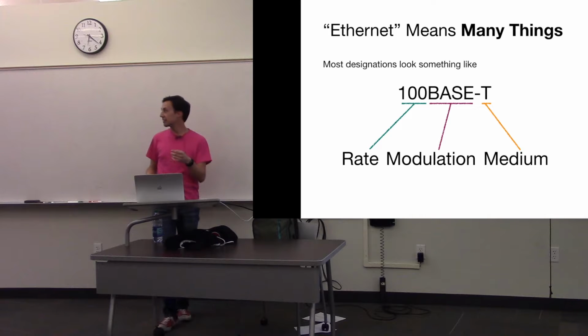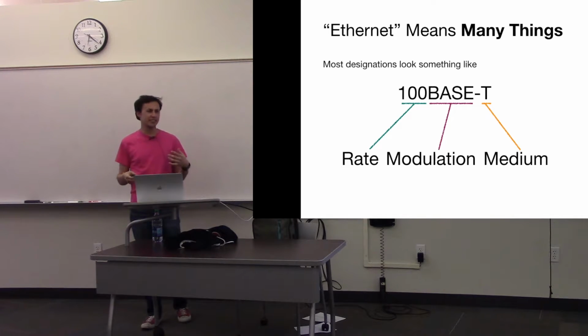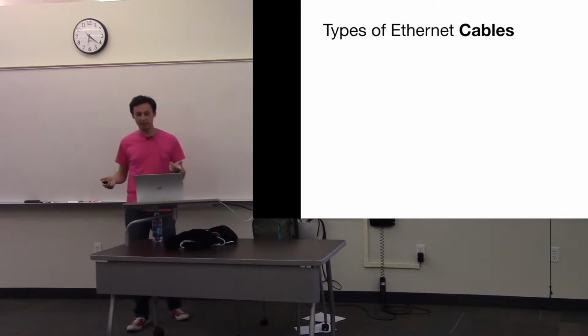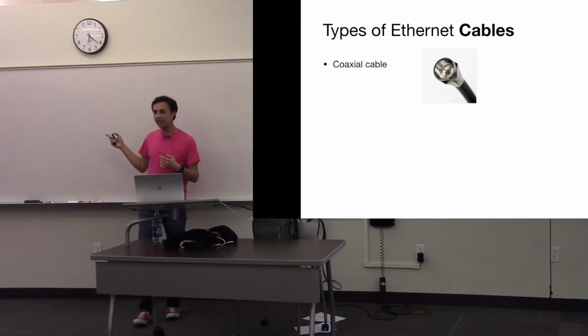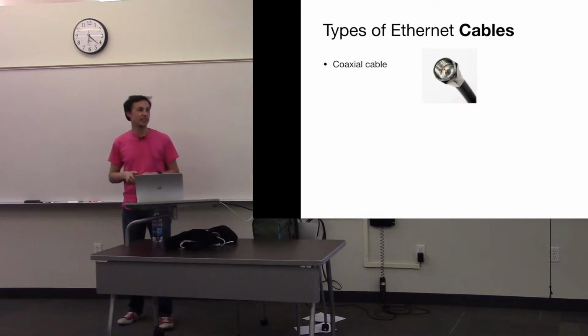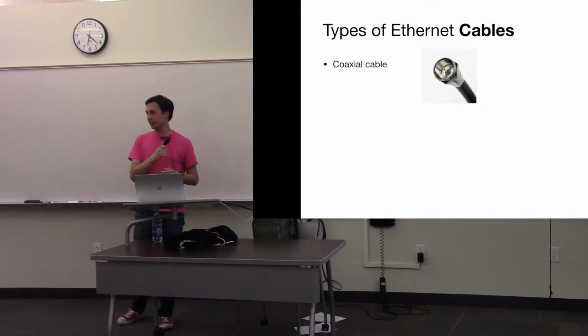And finally, the medium. In this case, T stands for twisted pair, which is the kind of Ethernet cable we're all used to looking at. But there are other types of Ethernet cables. The first being coax. Believe it or not, coax, like you get for your cable provider or something, was the first cable that the people actually made Ethernet with.